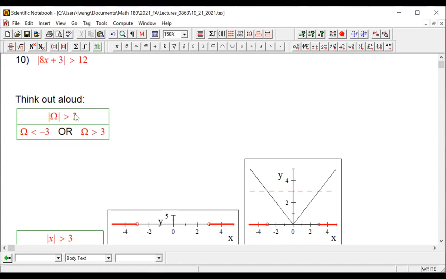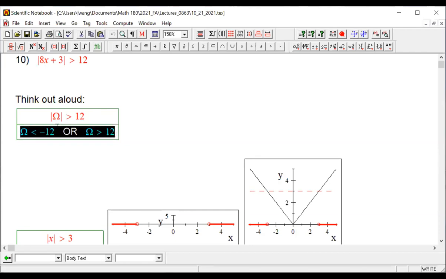And of course, we have 12 here. Instead of 3, we have 12. Do you see that analogy? So these two questions are the same in nature. Only the graph will be different. So this graph will be just for omega. Okay, but this gave us a setup.